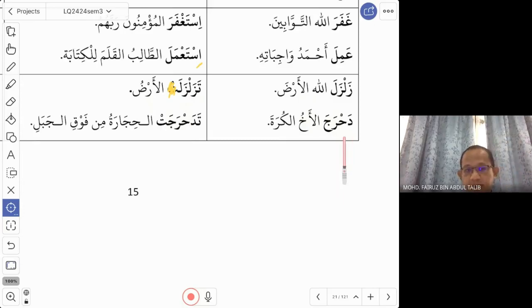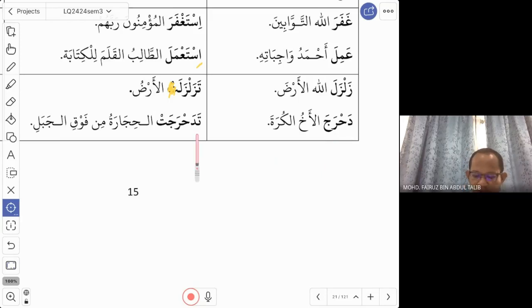And the last example, dahraja. Dahraja, 4 letters. Even though it is a 4-letter fi'l, all of these letters are original huruf. So we say this is fi'lun mujarrad. Dahraja means to roll something. Dahraja al-akhu al-kurata, the brother rolled the ball. 4-letter original fi'l, original huruf. So this is fi'lun mujarrad.